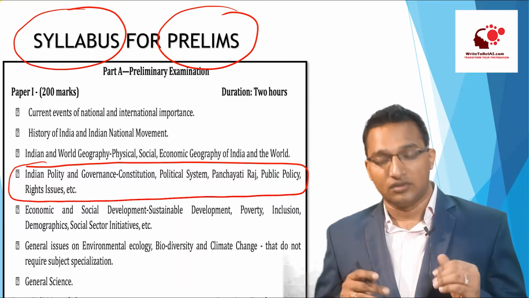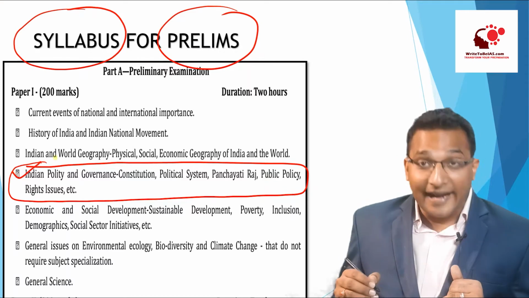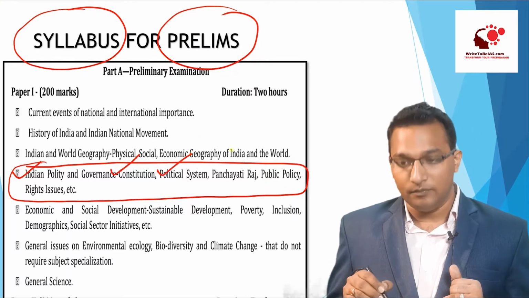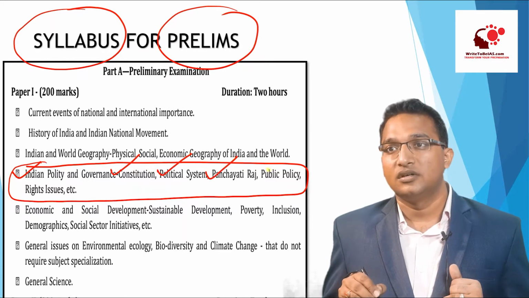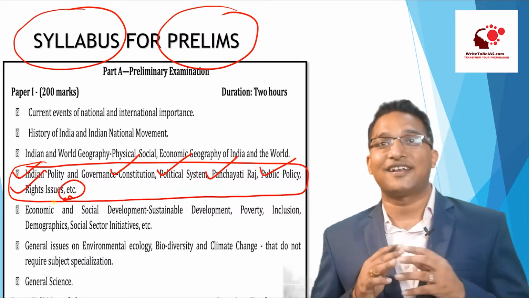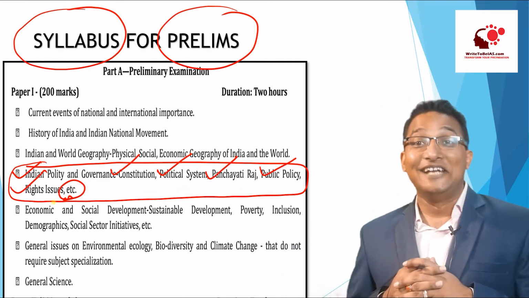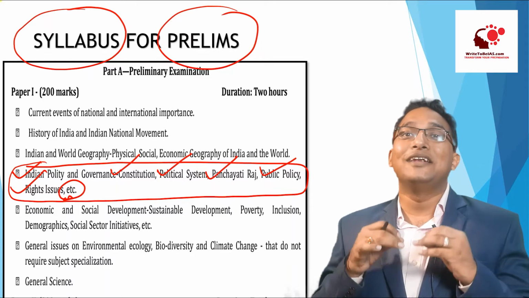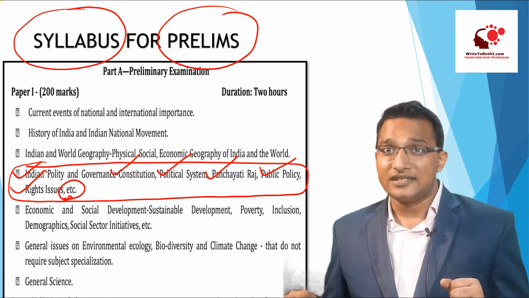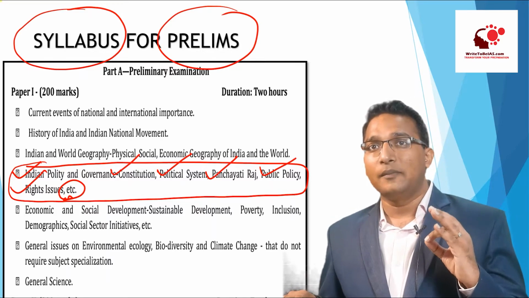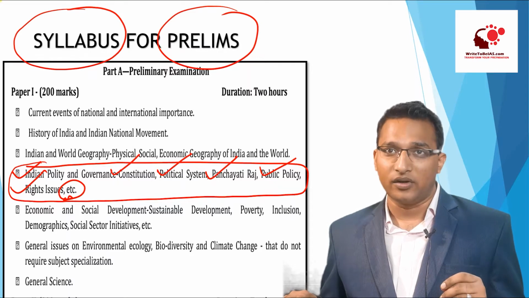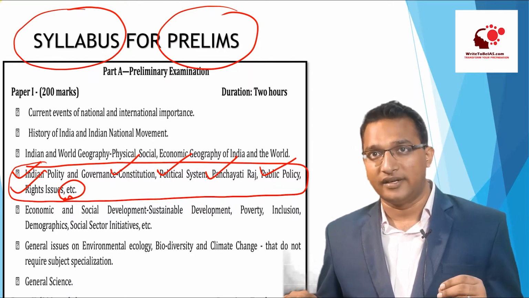It is just indicative: Indian polity and governance, constitution, political system, Panchayati Raj, public policy, rights issues, etc. This word etc. is very, very dangerous because they can include anything by writing it. Still, depending upon the previous year questions, we can identify certain important areas, and we will focus upon those only.